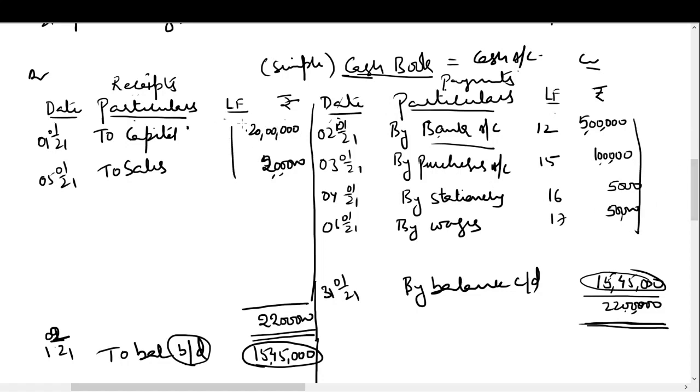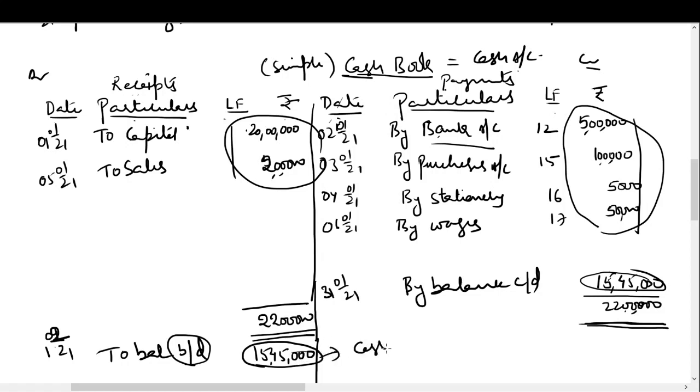Balance brought down actually refers to the difference between the receipt side and the payment side. That means I have totaled the receipt side, I have subtracted all the payments, and this is how much I am left with on the receipt side. So 22 lakh minus 6 lakhs 55,000 comes to 15 lakh 45,000. This also represents the cash in hand on 1st February 2021. This will be shown in the trial balance in the debit column. Okay, so this is how we prepare a simple cash book.